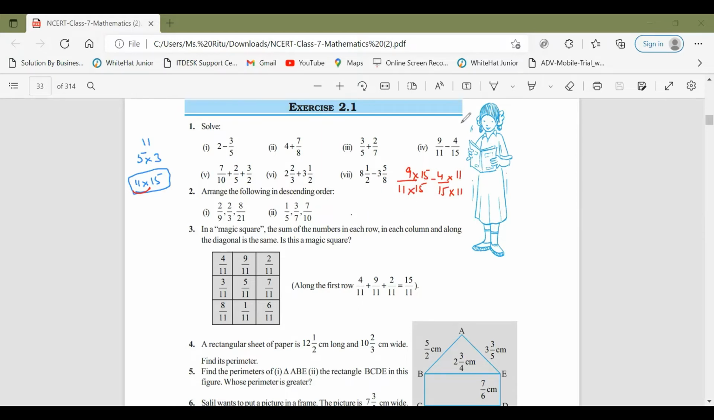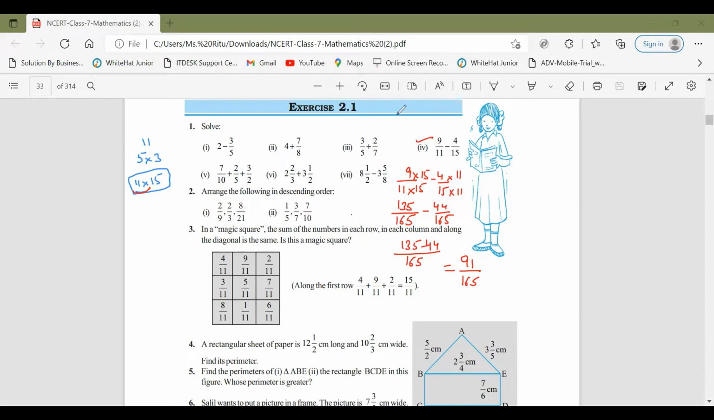Now 15 nines you will do and 11 15s you will do. So quickly tell me the answer of both. Yes, 15 nines are 135 and 15 11s are 165. Now 4 11s are 44 and 15 11s are 165. Now you can check the denominators are same over here. They are like fractions, so we'll simply subtract the numerators because we have a subtraction sign in the middle. So 135 minus 44 upon 165. When you subtract both, you will get the answer as 91 upon 165. So this would be the answer of this fourth part.